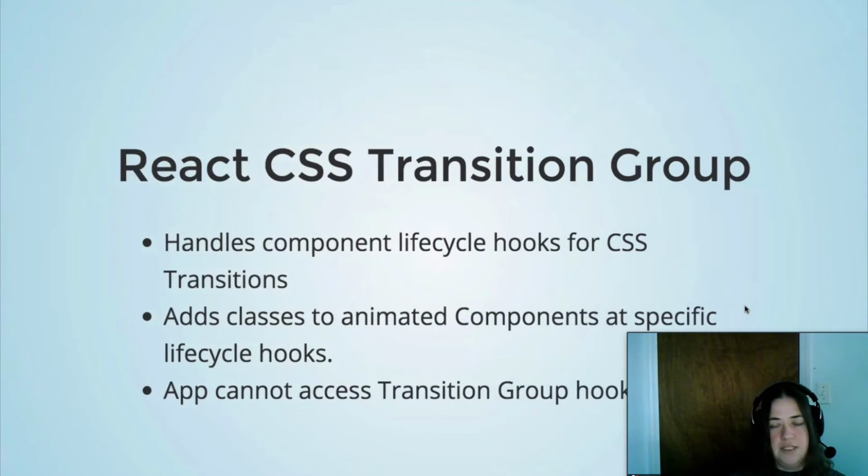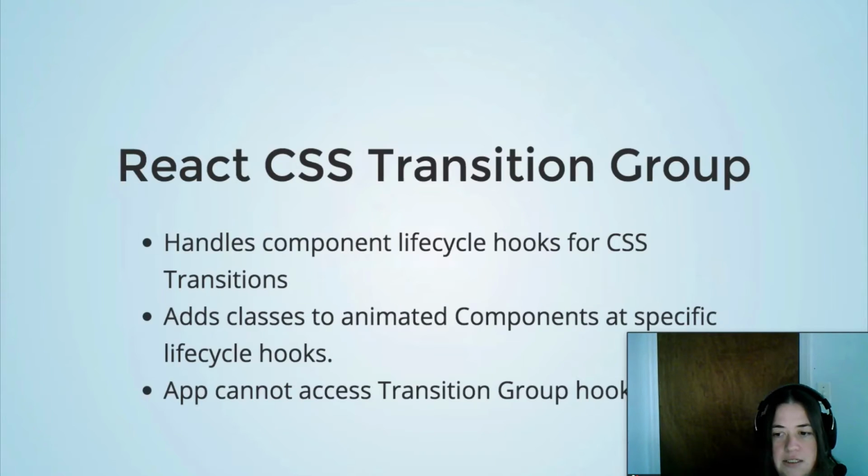In order to facilitate CSS transitions and doing simple animations that way, the React CSS Transition Group is another add-on based on the React transition group. And this will handle those lifecycle hooks for us, so we don't have to worry about our callbacks. We don't have to worry about what is happening when or where. It works by adding classes to the components that are inside the CSS transition group at those specific lifecycle hooks. We do lose access to the lifecycle hooks though, so if we need more control over our app, we have to go back to the React transition group.